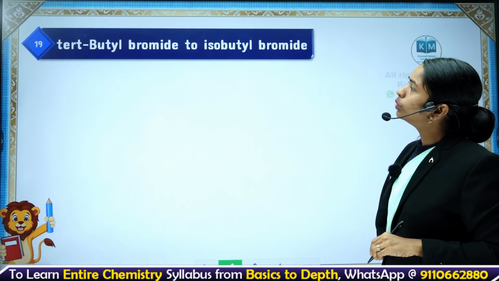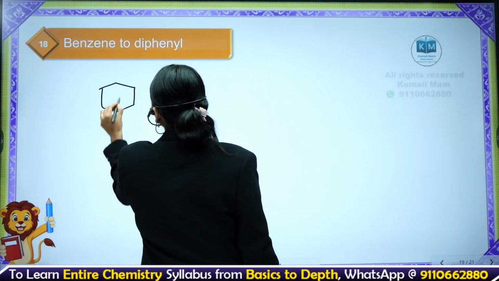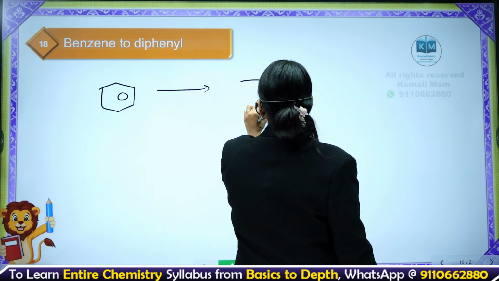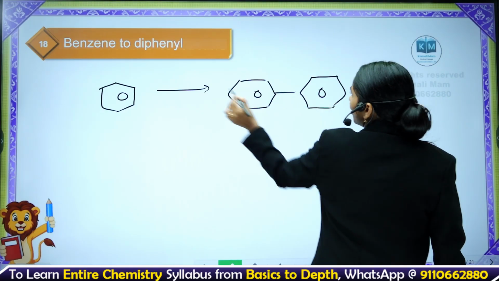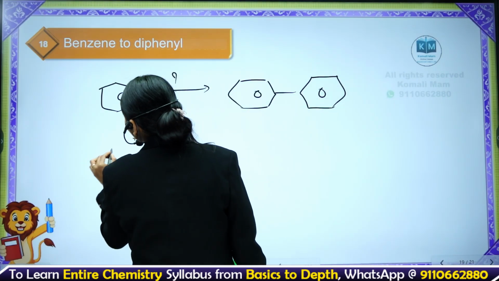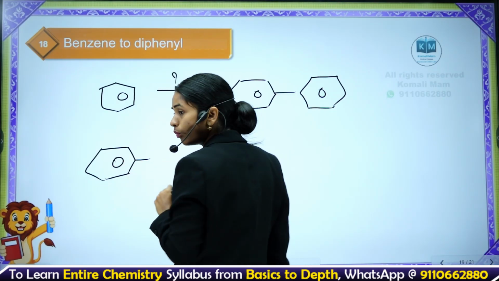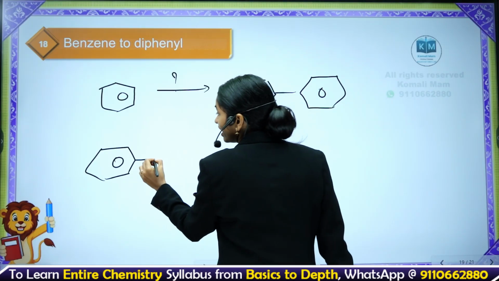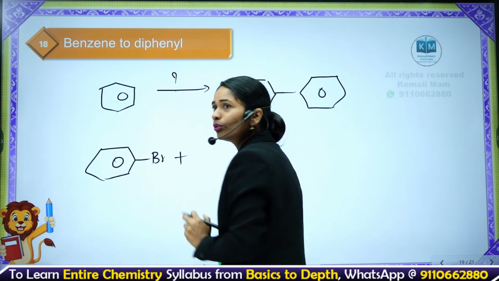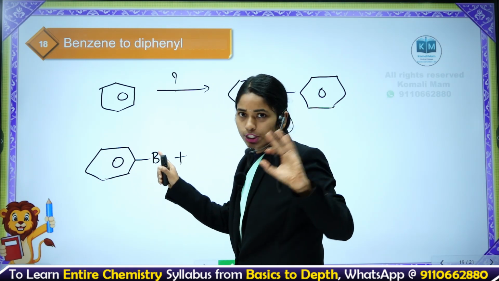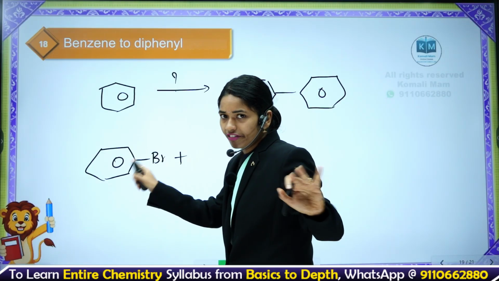Next, benzene to diphenyl. What do you mean by benzene? This is a benzene and we want to get a diphenyl like this. How is that possible? Fittig reaction. What is this Fittig reaction? See, before in the Wurtz reaction, what have you taken? Alkyl halide you have taken. Here, aryl halides we have to take. Here if you take benzene plus R, that is the Wurtz reaction. If you take benzene R plus benzene, that is a Fittig reaction.